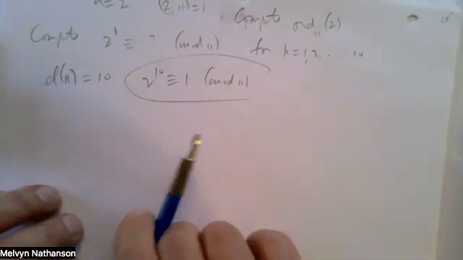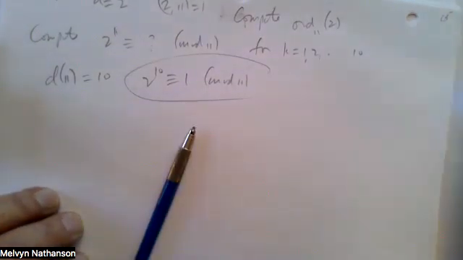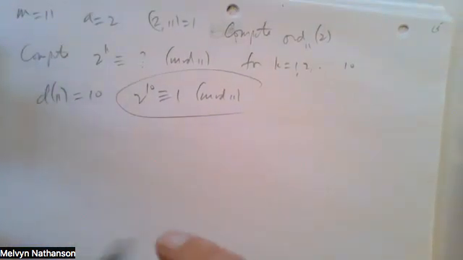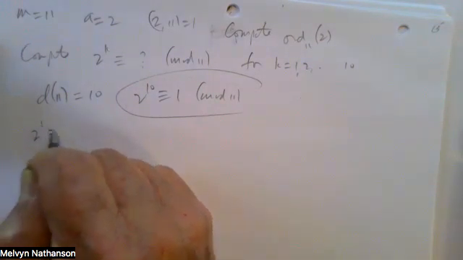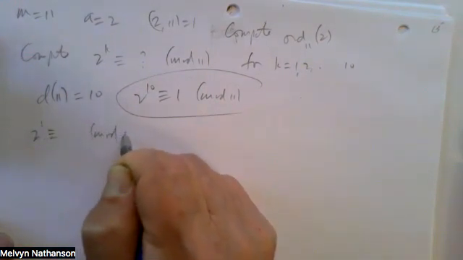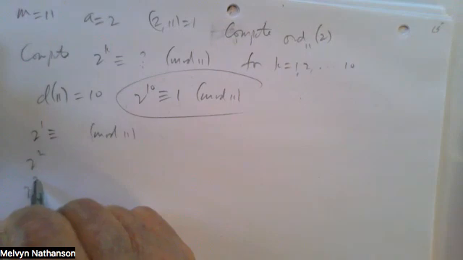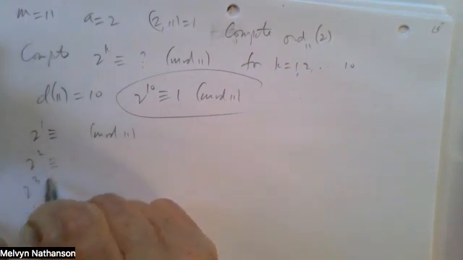So I'm going to pause the recording for a minute and give you a chance to do this calculation. You want to start to compute what 2 to the 1 is congruent to mod 11, 2 squared, 2 cubed, and so forth.